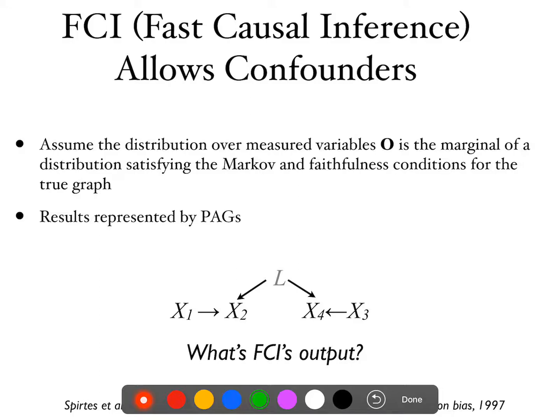By the way, if you use FCI, you can see the output is very different from that of PC. You use different ways to represent the output. You have this direct edge, and so on. Here, the circle just means that it could be a tail or head, an arrowhead. Could be both of them.